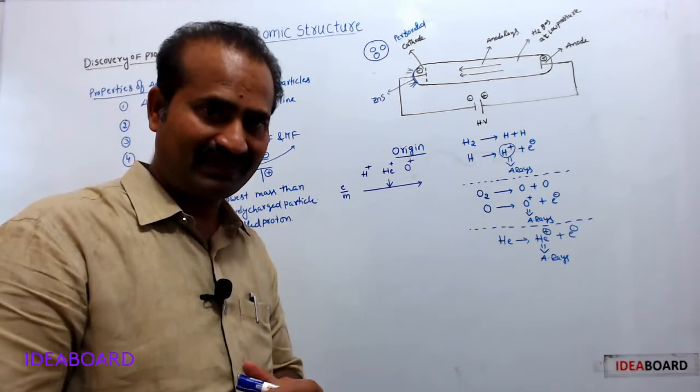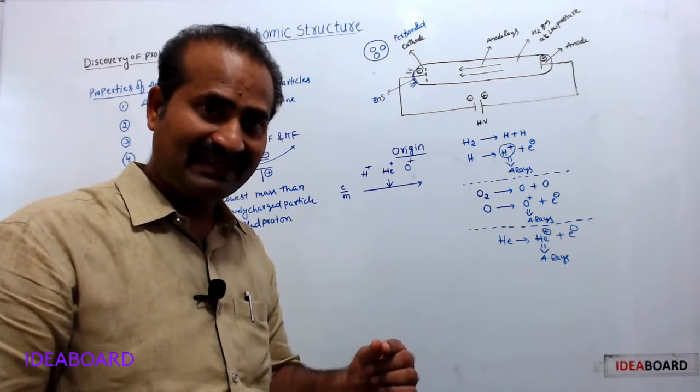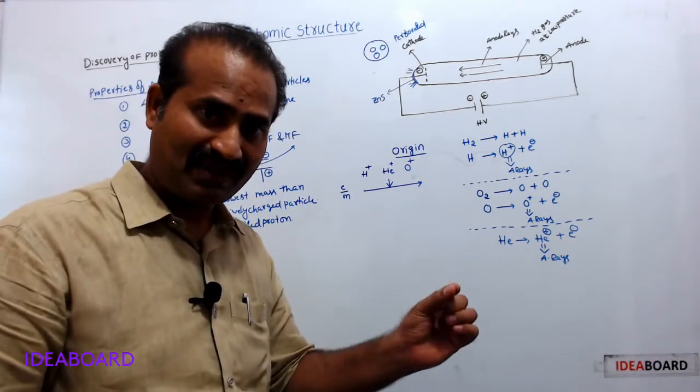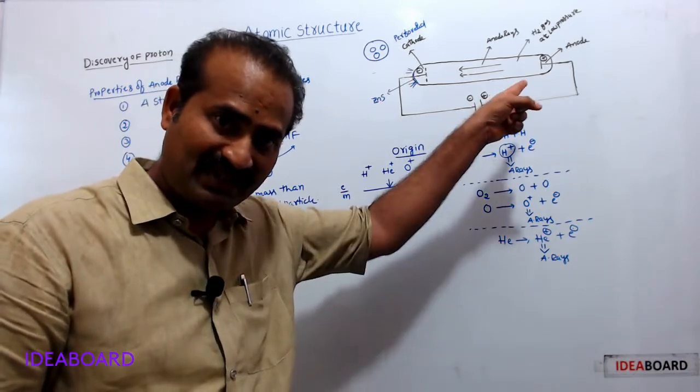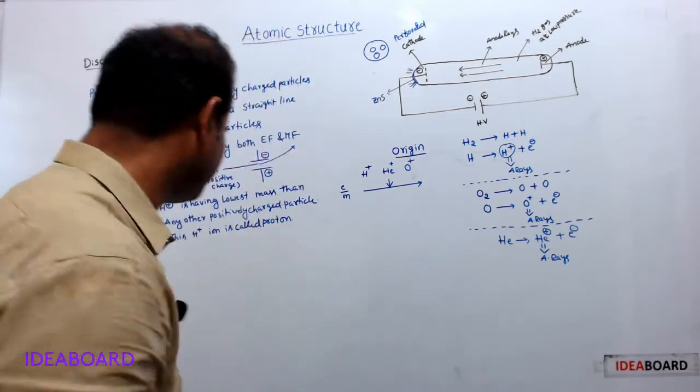This is very, very important point. Charge to mass ratio of anode rays is not same in all cases. Charge to mass ratio of anode rays depends on the nature of gas used in the discharge tube. This is very, very important point.